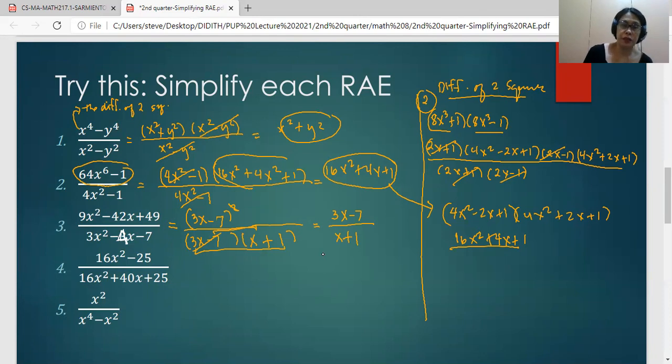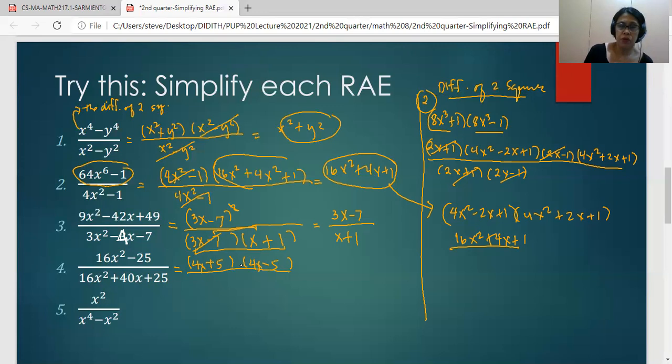Okay, for number 4, class, the numerator here is the difference of two squares. So both terms are perfect squares. So the factors are two binomial factors. How do we get the two binomial factors? We will extract the square root of both terms and place it here. One is addition, the other one is subtraction. So the square root of 16x squared is 4x, while the square root of 25 is 5. So these are the factors.